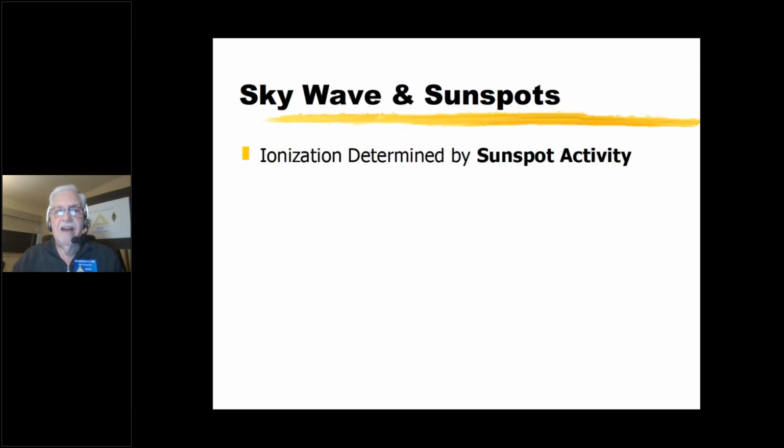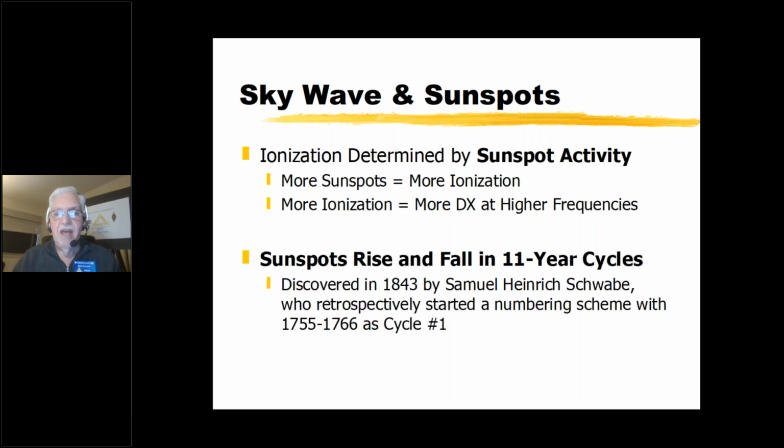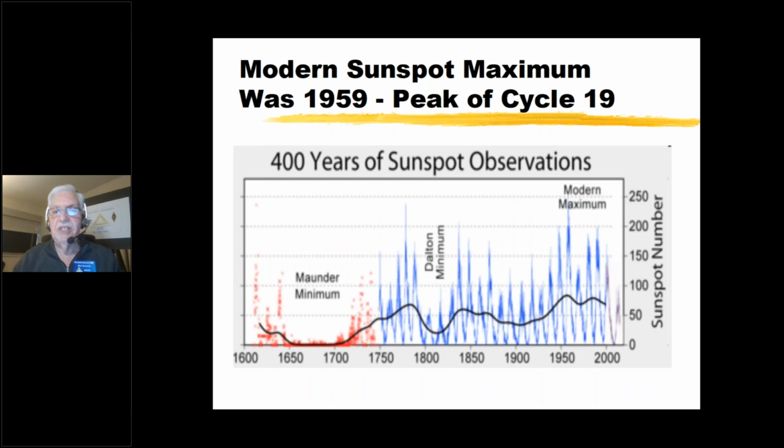We talked about ionization. Ionization is determined by sunspot activity. More sunspots, more ionization, more DX at higher frequencies. Sunspots, as you probably know, rise and fall in an 11-year cycle. That was determined back in the 1840s by Heinrich Schwabe. He retroactively started numbering them with cycle number 1 at 1755 to 1766. Here's a look at all the various cycles from 1750 or so forth till the present day.